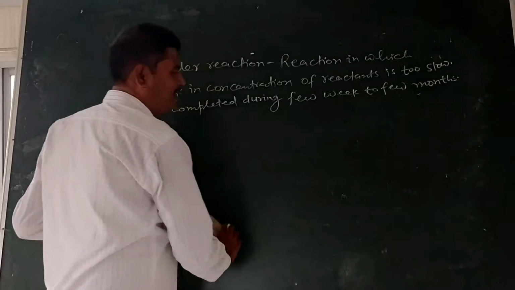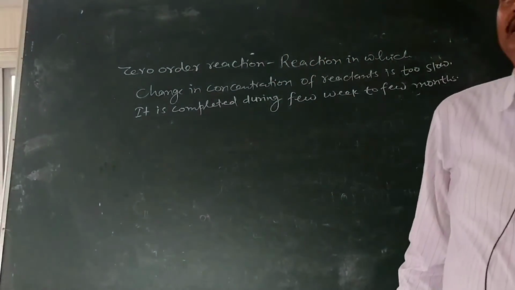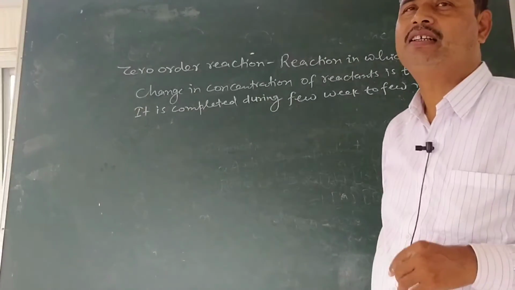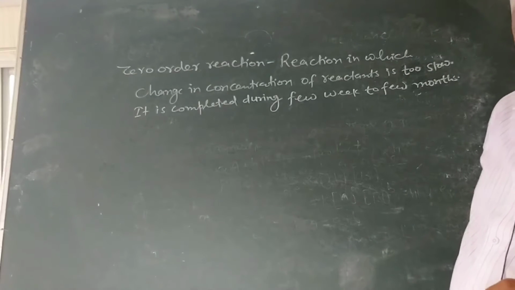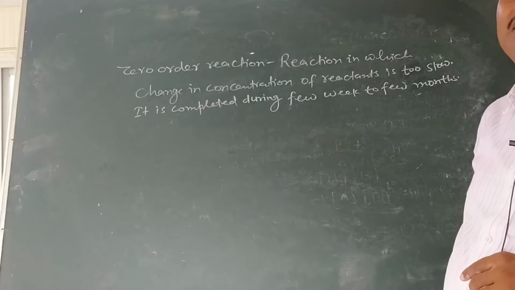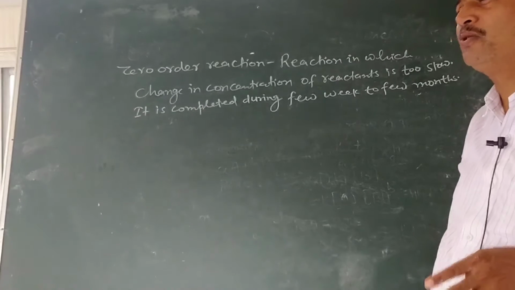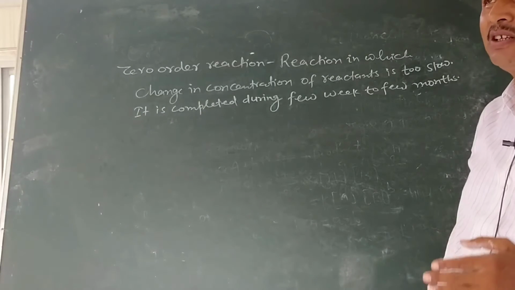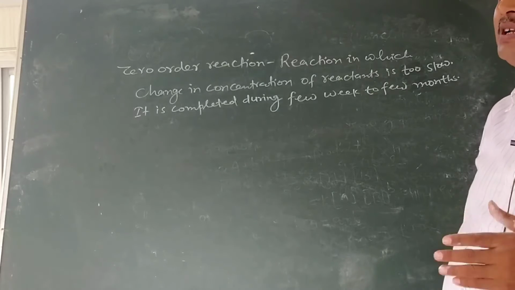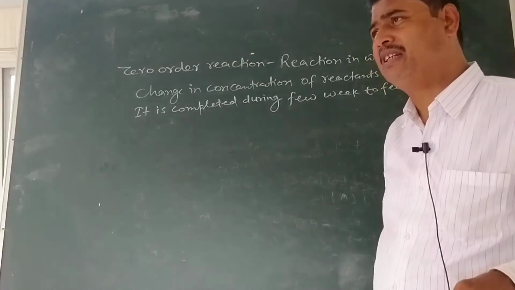For example, formation of water from hydrogen and oxygen gas. It will take many years to complete. Decomposition of ammonia gas at the surface of gold or platinum. Decomposition is very slow. It is too difficult to measure the value of change in concentration for a limiting time or for a particular time. Change is very minimal.